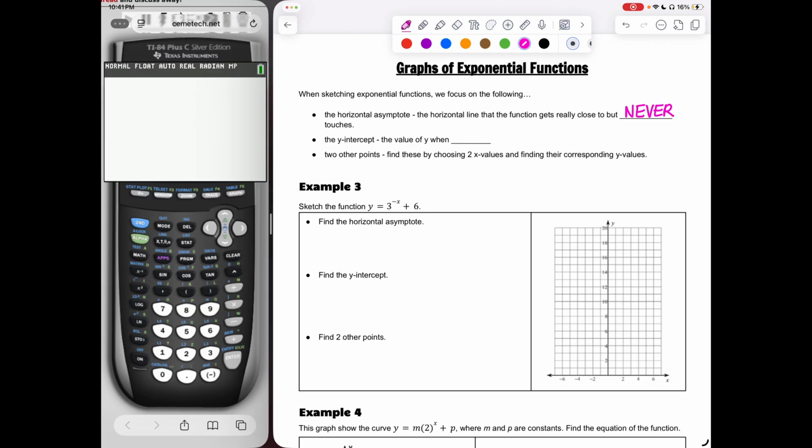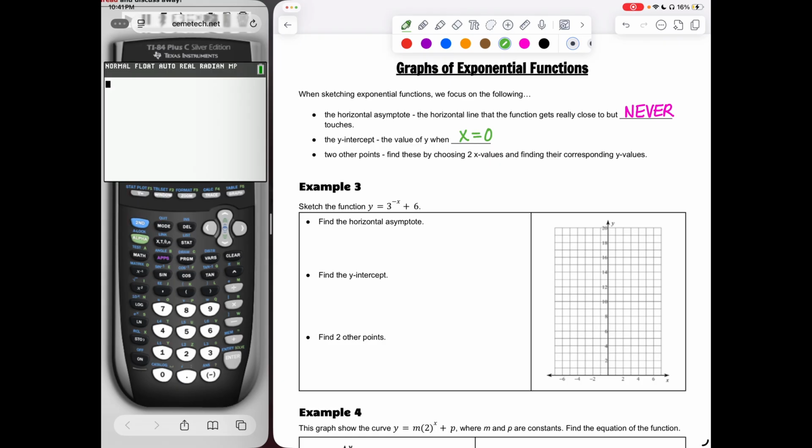The next piece you have to look for is the y-intercept. The y-intercept is the value of y when x is 0. So if you have an equation, substitute in 0 for x and then solve for your y value. The next thing you need to do is locate two other points. The way you do that is you pick two x values and substitute them into the equation to find their corresponding y values.